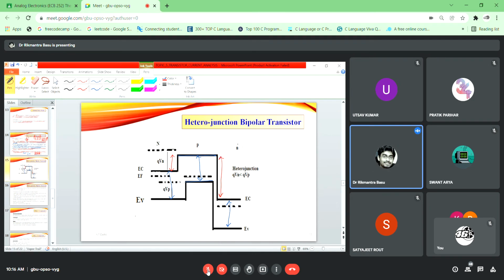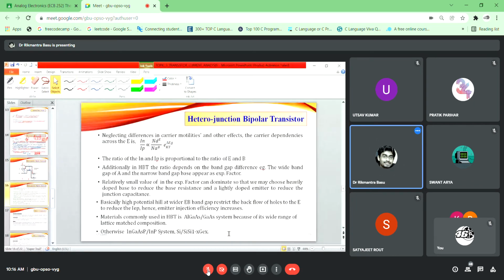Heterojunction NPN, and capital N here means N plus, equivalent to P, small n. The emitter, base, and collector are designed through this heterojunction bipolar transistor. What is the consequence of taking this structure? If you can neglect the differences in the carrier mobilities and other small effects, assume the temperature and everything is fine, so mobilities are also the same.